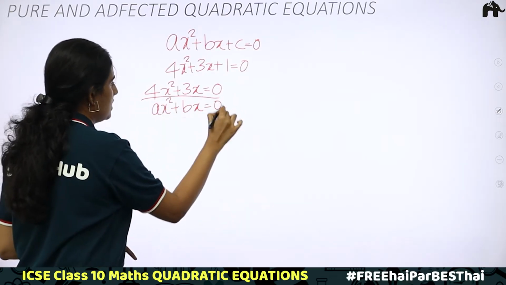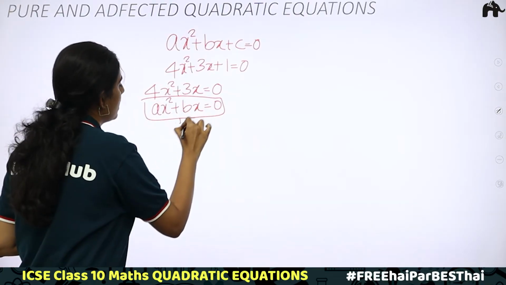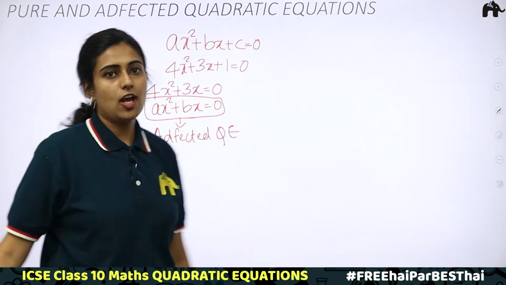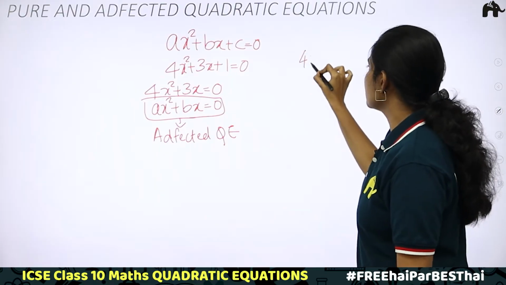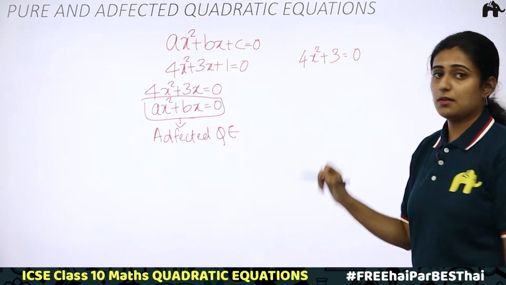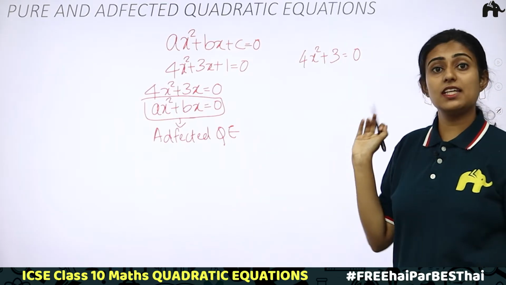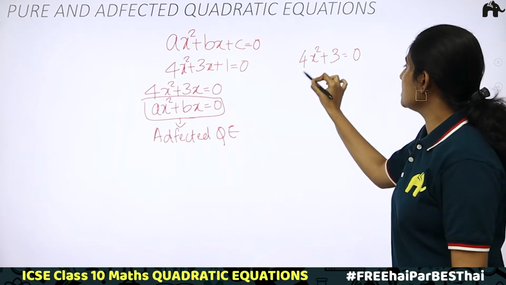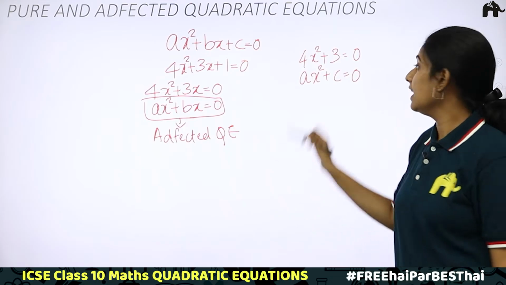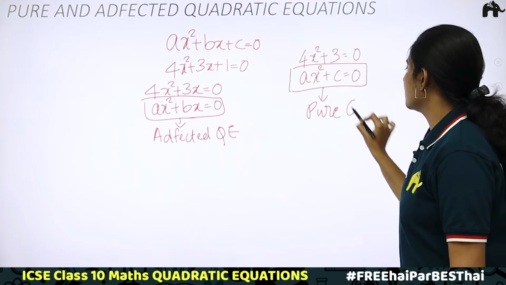This form of a quadratic equation which contains the x square containing term and x containing term is called adfected quadratic equation. Now, I'll take another example. 4x square plus 3 is equal to 0. In this example, we have the x square containing term and the constant. Here, the middle term or the bx is absent. This form is represented as ax square plus c is equal to 0. This form of quadratic equation is called pure quadratic equation.